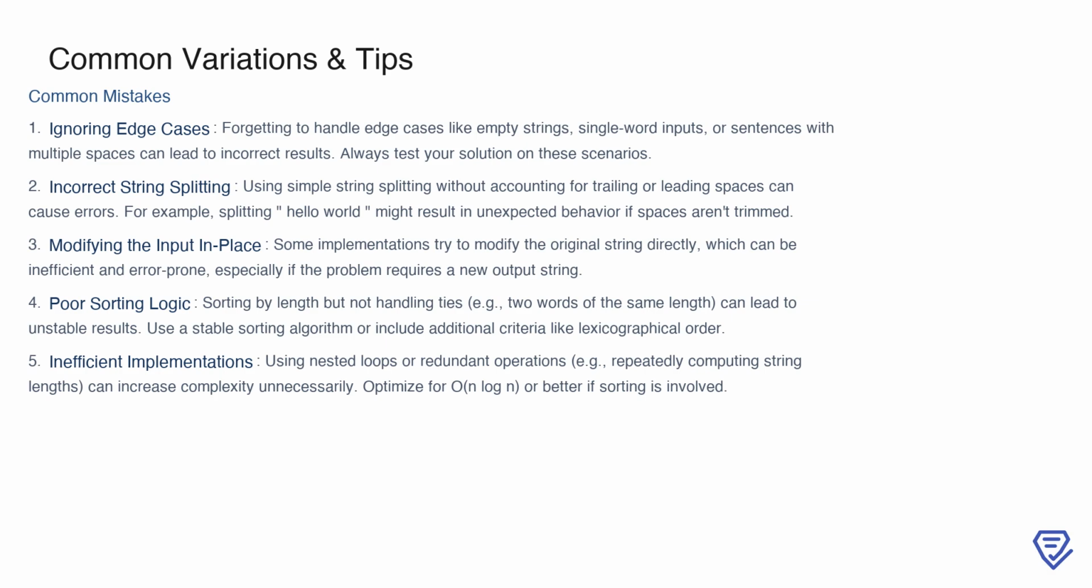Inefficient sorting is another area to watch out for. Failing to handle ties and word lengths, for instance, can lead to unstable results. To address this, use a stable sorting algorithm or include a secondary criterion, such as lexicographical order. Finally, inefficient implementations, like using nested loops or redundant operations, can unnecessarily increase complexity. Aim for an optimized solution, ideally around O(n log n) if sorting is involved.